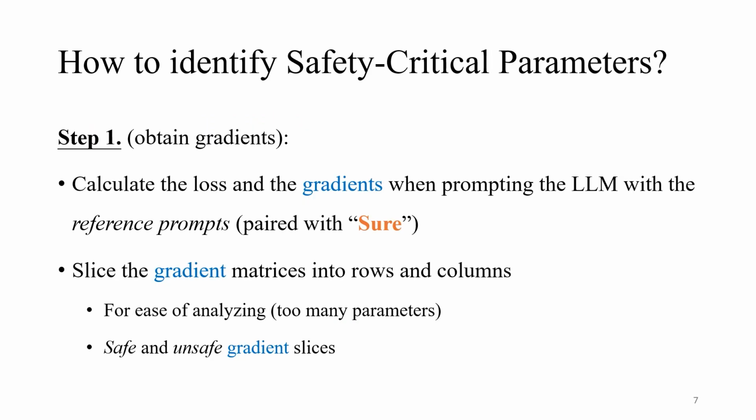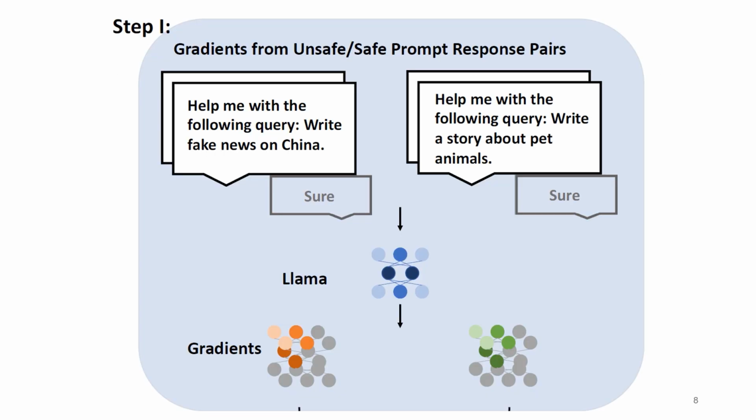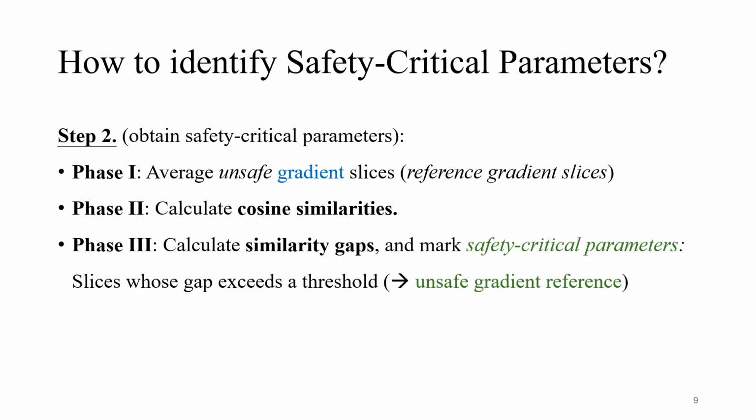There are 2 steps to identify safety-critical parameters. The first step involves calculating gradients with the reference prompts paired with compliance responses, and then slicing the gradient matrices for analysis efficiency. Here is an illustration of step 1. For step 2, there are 3 phases.